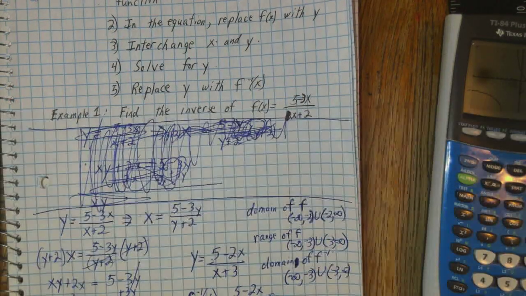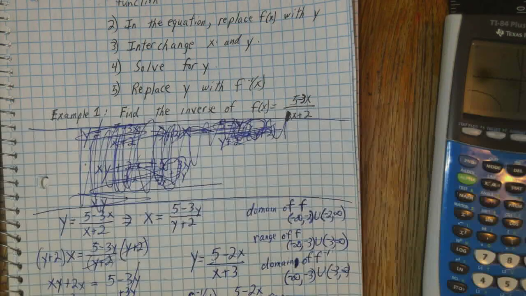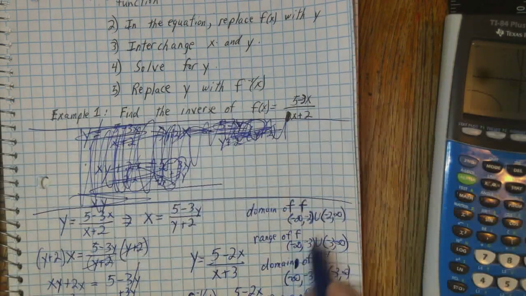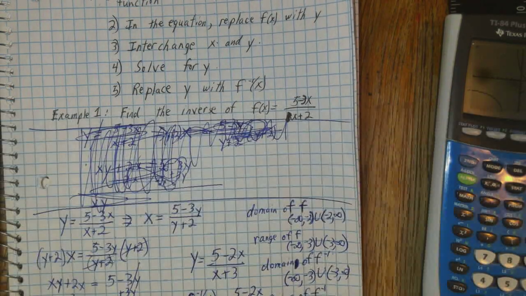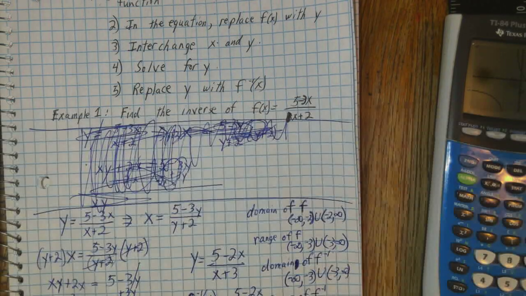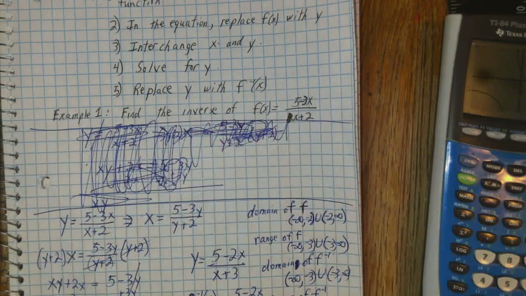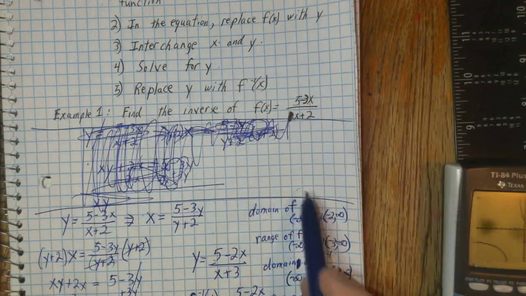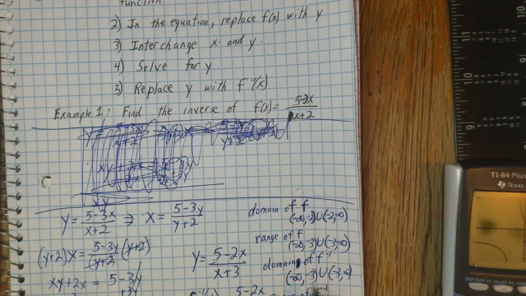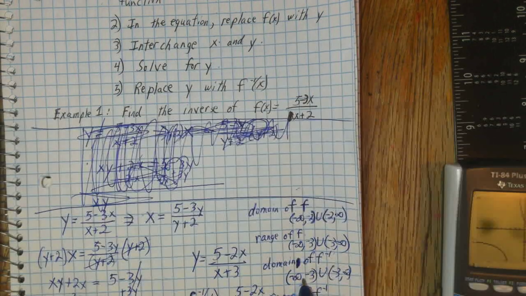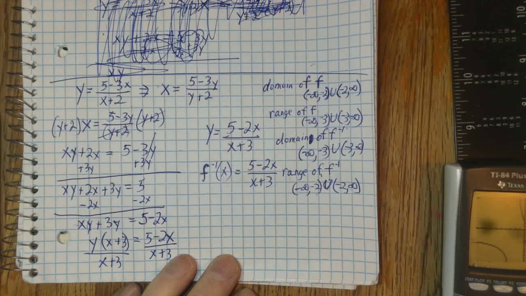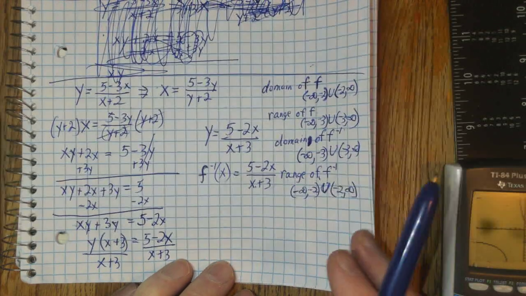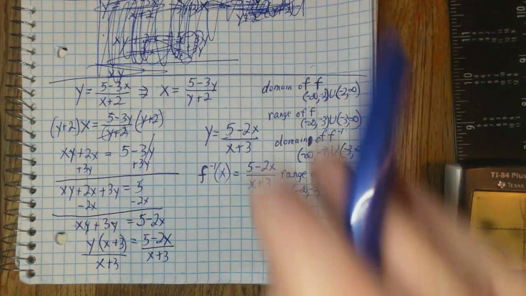The range of the inverse is negative infinity to negative 2, or negative 2 to infinity. Okay? The domain of f is equal to the range of the inverse. The range of f is equal to the domain of the inverse. And I don't know if you saw that or not.